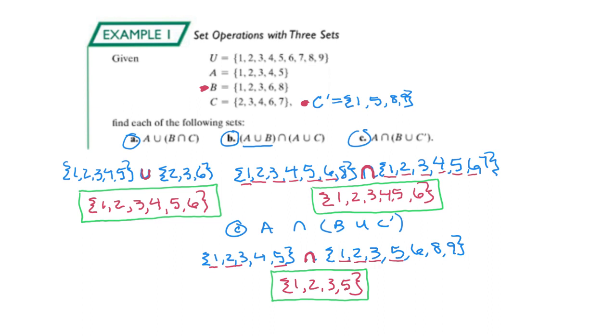So take it one at a time. Go for what's inside the parentheses first, then go for the outer operation. And let me draw some little lines here. So we did B intersect C, and that's the result right here. We did A union B, which is this first result. Then we did A union C, which is this second result. And then we did the final intersection. And then on part C, this is my set A, and this is B union the complement of C.